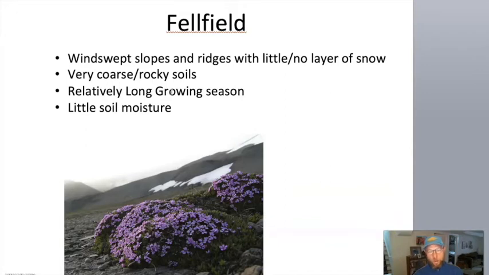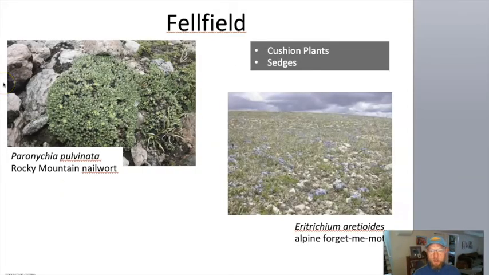But it does have a relatively long growing season because there's no snowpack. These plants don't have to wait for snow melt in the spring. As soon as the temperatures warm up, they can start growing. So the 2 most common growth forms are the cushion plants and sedges. And so remember, both of these growth forms can be pretty drought tolerant. And so they grow well, or they're successful, in places that don't have a lot of soil moisture.